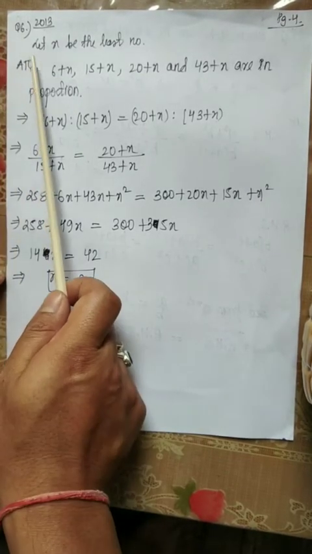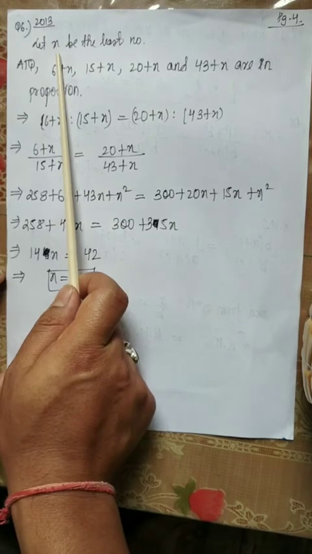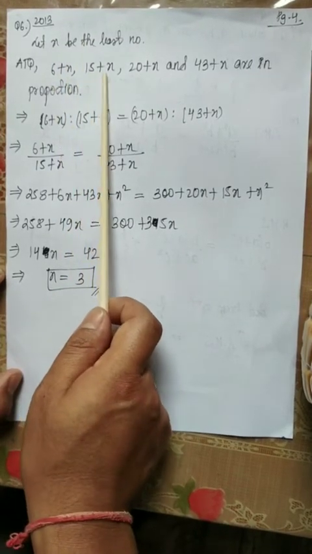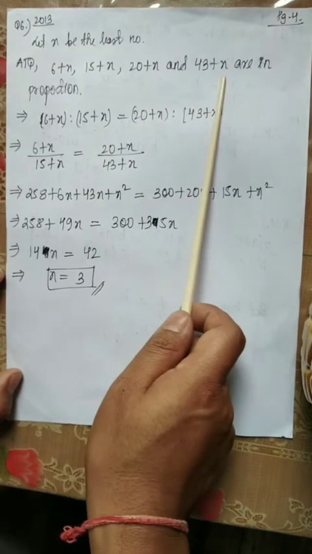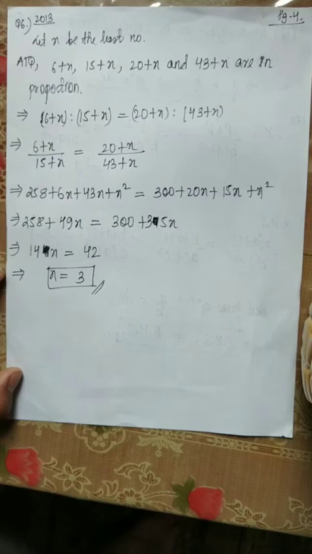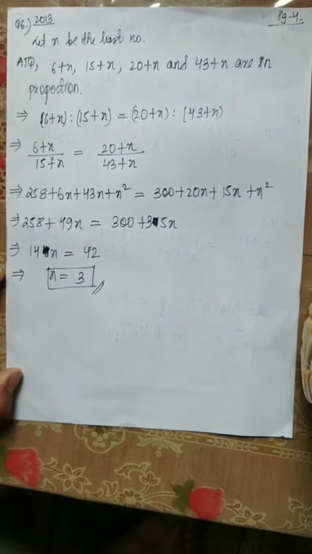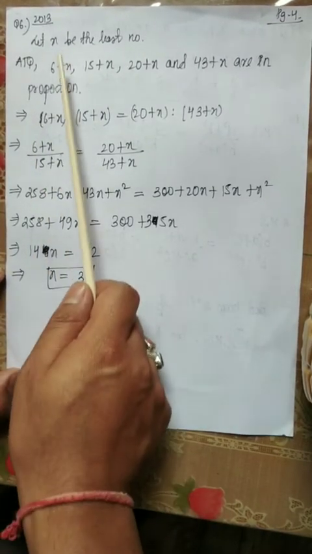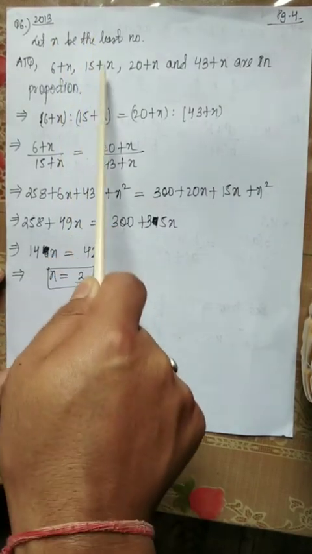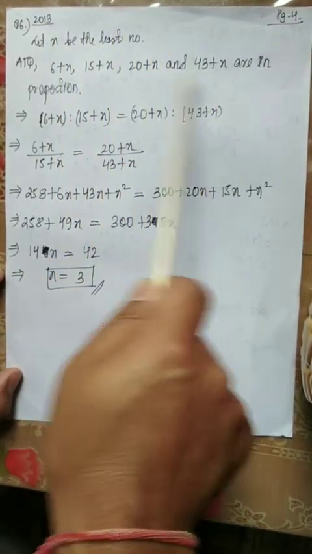So I've taken, let the least number be x, so that 6 plus x, 15 plus x, 20 plus x and 43 plus x are in proportion. Once again, read the question. What least number must be added so that all these numbers are in proportion? So I have taken the number as x, which is to be added to 6, 15, 20, 43, so that 6 plus x, 15 plus x, 20 plus x, 43 plus x are in proportion.